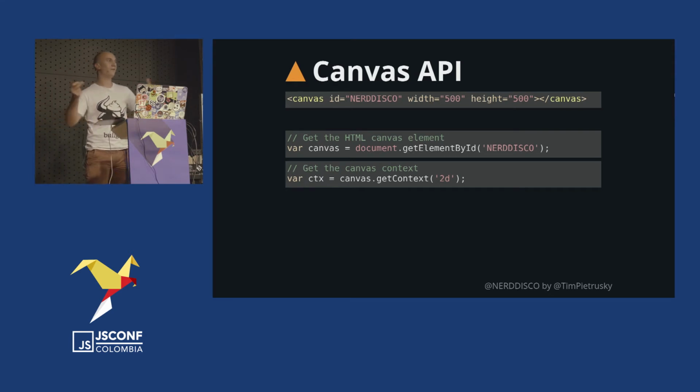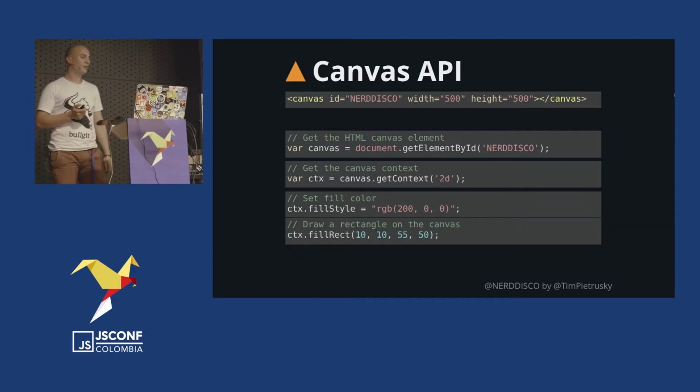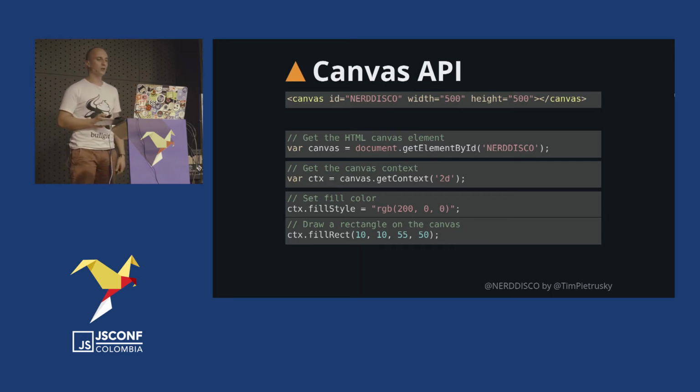And this gives you all the functions of the canvas. And if you want to draw something on it, you can use the context to set maybe a fill style, which is just a color, and call the fill rect function. And this would just draw a rectangle on the canvas at the specific position.